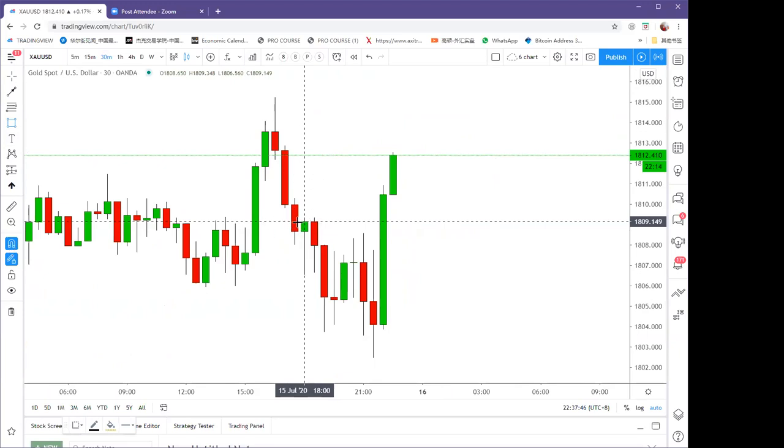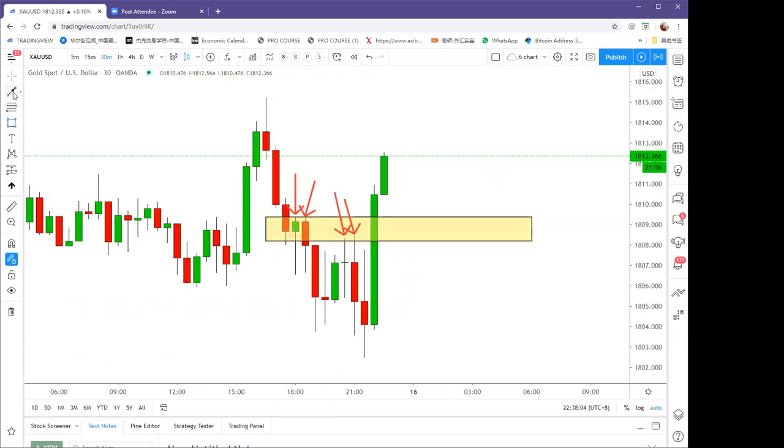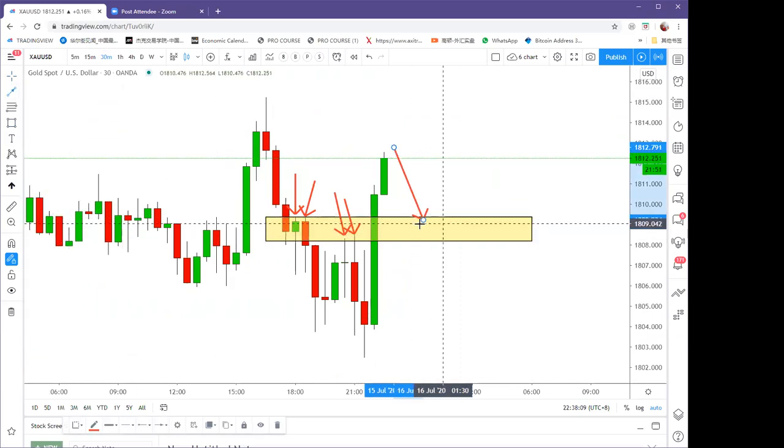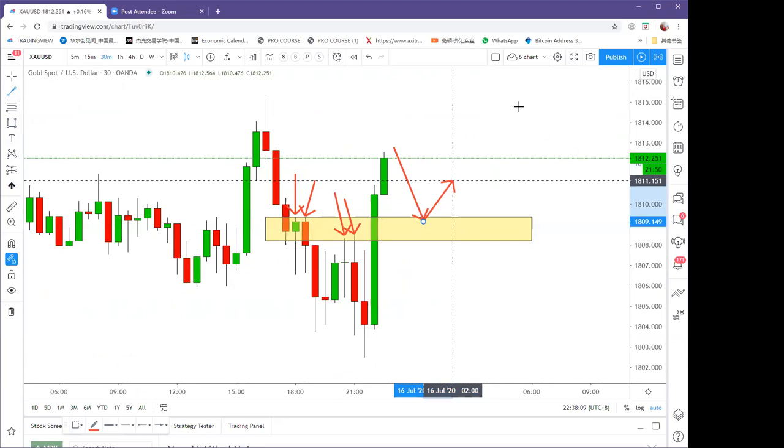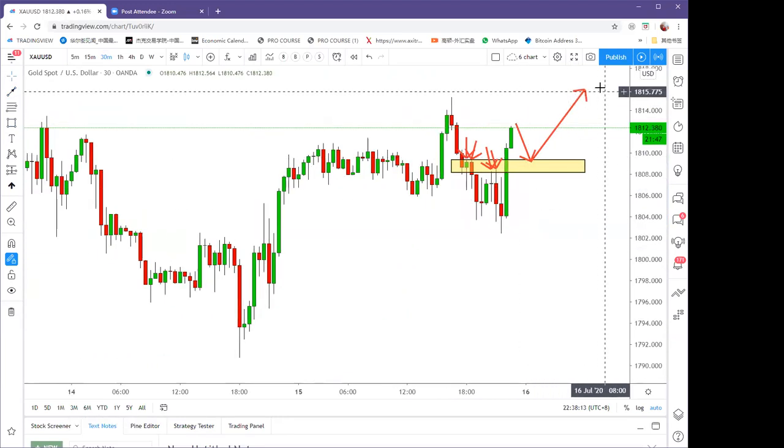Okay, sellers here, sellers here. And now it's just broken up, right? So you can wait for a pullback to buy the gold from 1809, and see whether it can go for a new rally to 1816 or 1820.